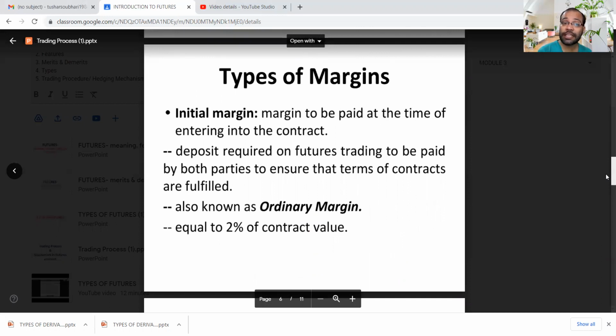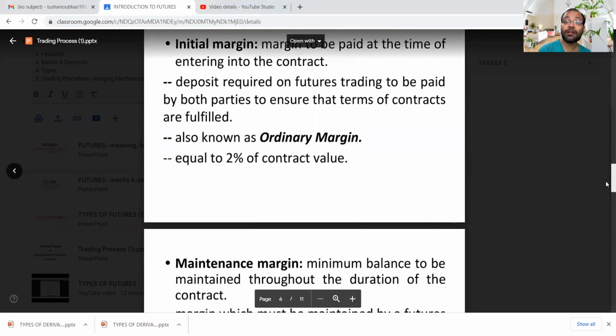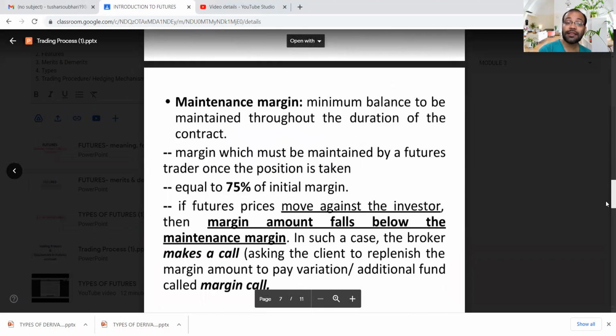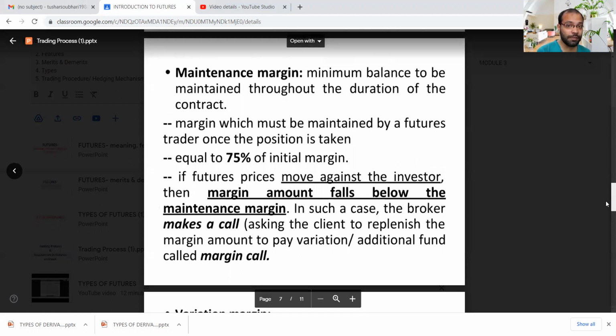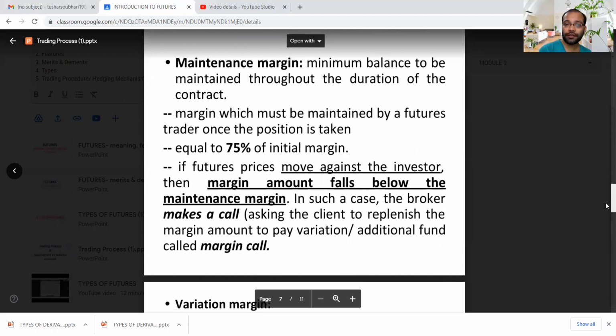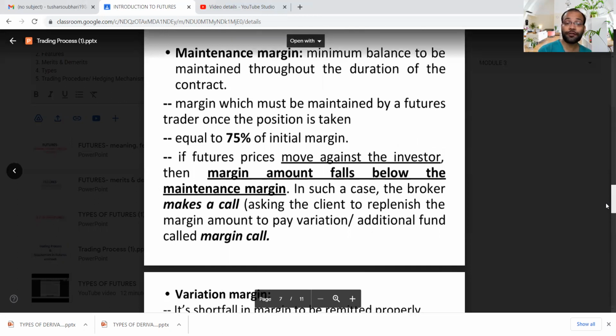There are some important types of margin system. First is the initial margin, the margin which is to be paid at the time of entering into the contract, a deposit required on futures trading to be paid by both parties, the buyer and the seller, to ensure that the terms of the contract are fulfilled. It is also called the ordinary margin. It's equal to 2% of the contract value. The second type of margin is the maintenance margin. Here, it is the minimum balance to be maintained throughout the duration of the contract, however long the lifetime or time period of the contract may be.